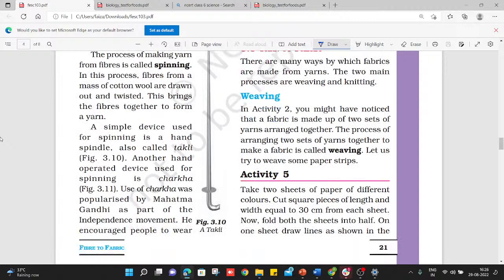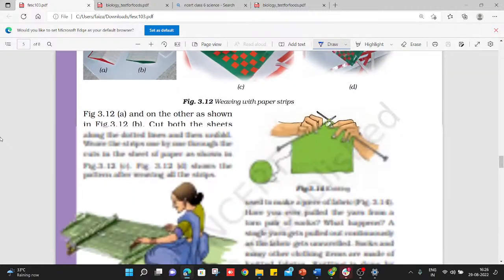Weaving. In activity 2, you might have noticed that a thread fabric is made up of two sets of yarns arranged together. The process of arranging two sets of yarns together to make a fabric is called weaving. Let us try to weave some paper strips. Okay. Activity 5: take two sheets of paper of different colors, cut a square of length 30 cm from each sheet. Now fold both the sheets into half. Okay. On one sheet, draw lines as shown in the figure.